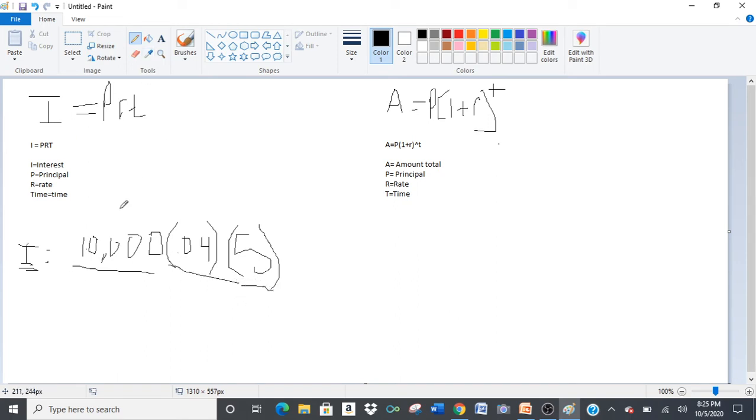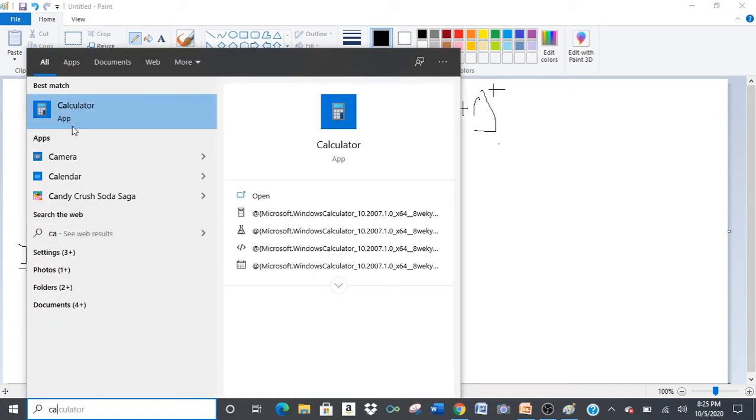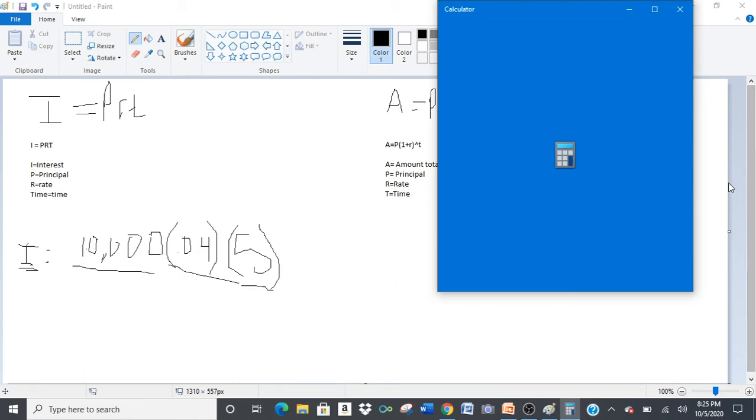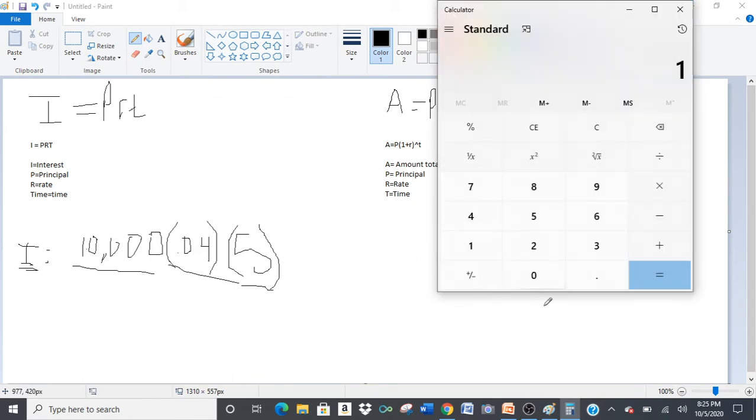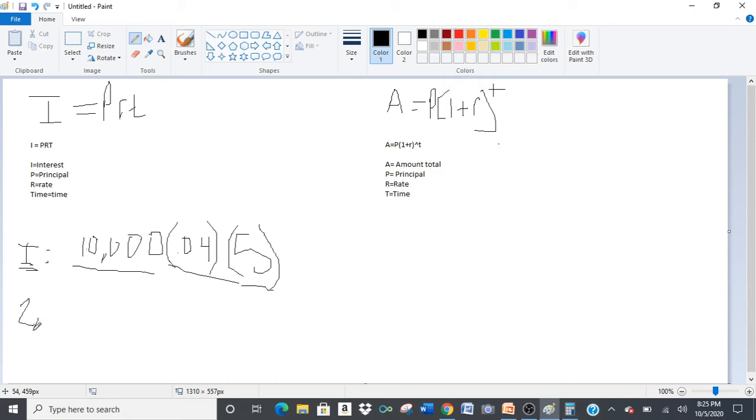The interest rate is always a percent. Your problem will look like: such and such gets a loan for $10,000 at 4%, and the 4% automatically tells you that's the R. So to find the interest being added, this is how you would do it: 10,000 times 0.04 times 5. Boom. So $2,000 is what we got.